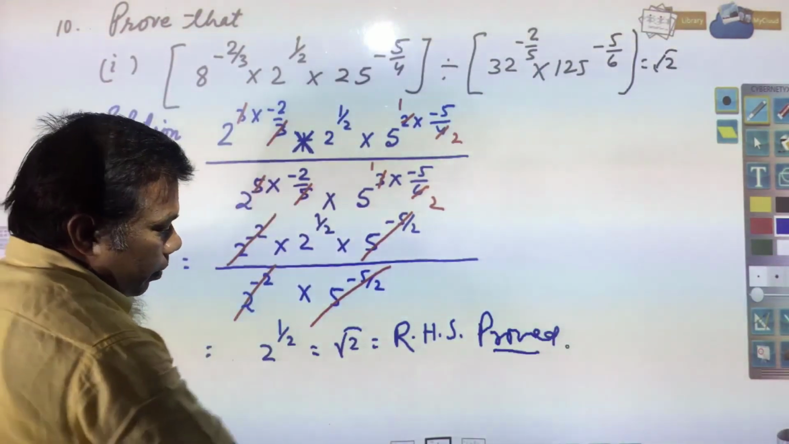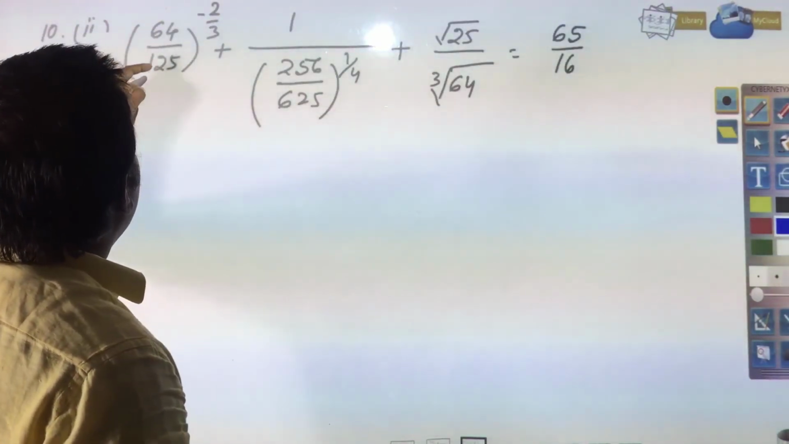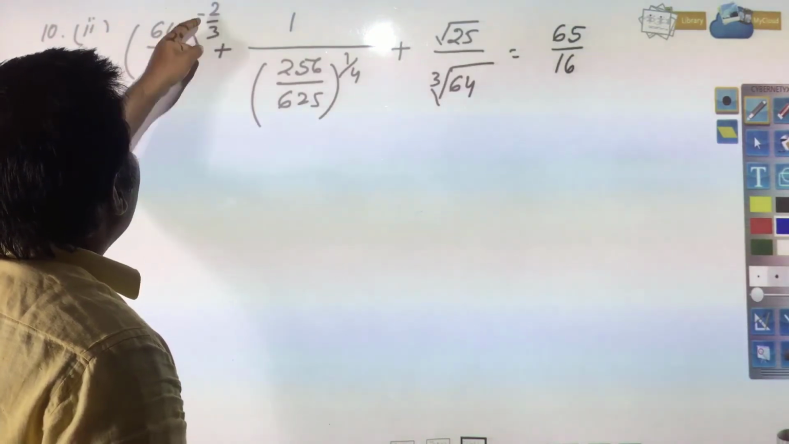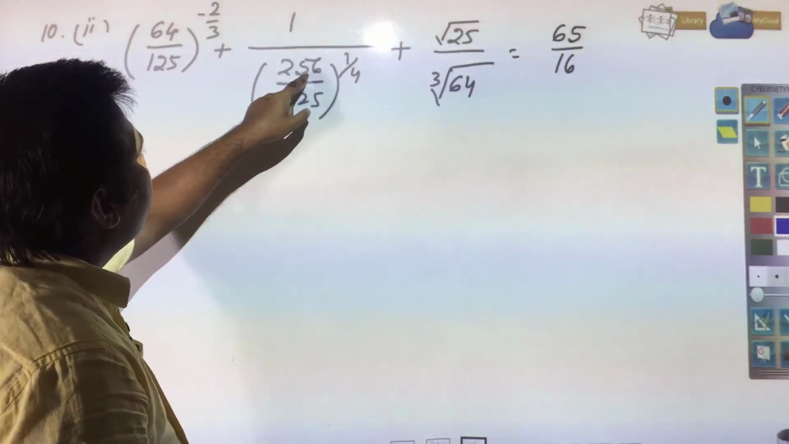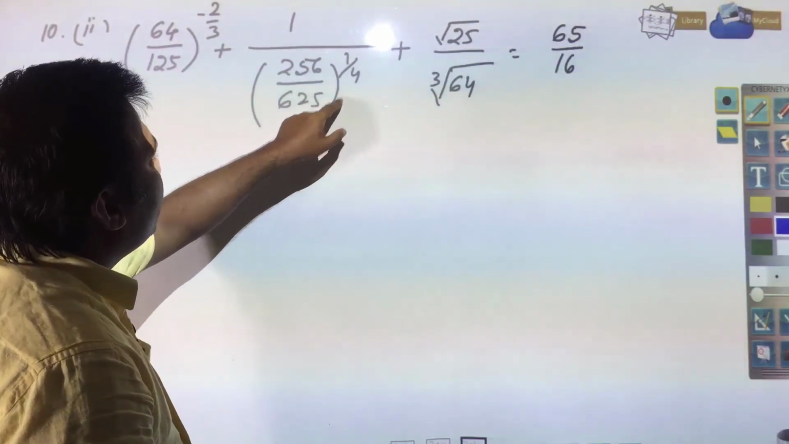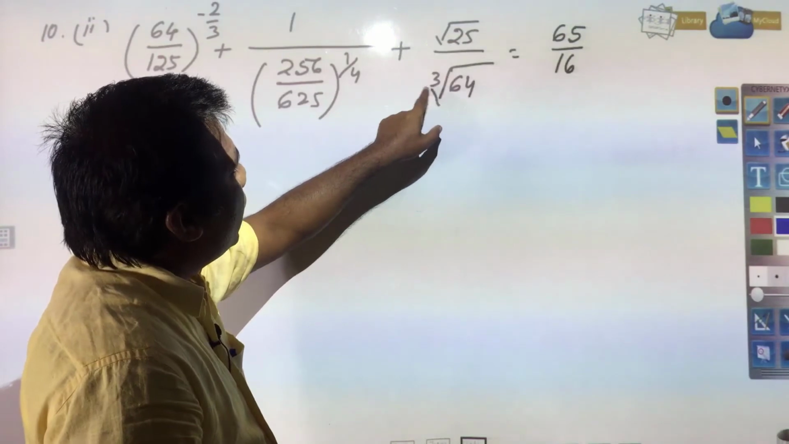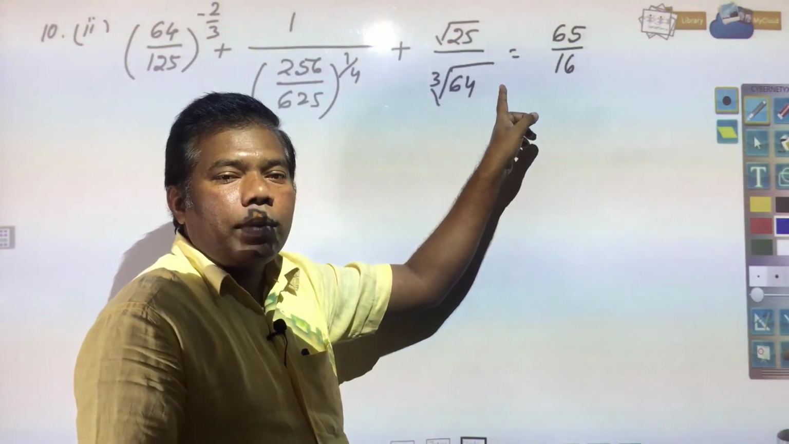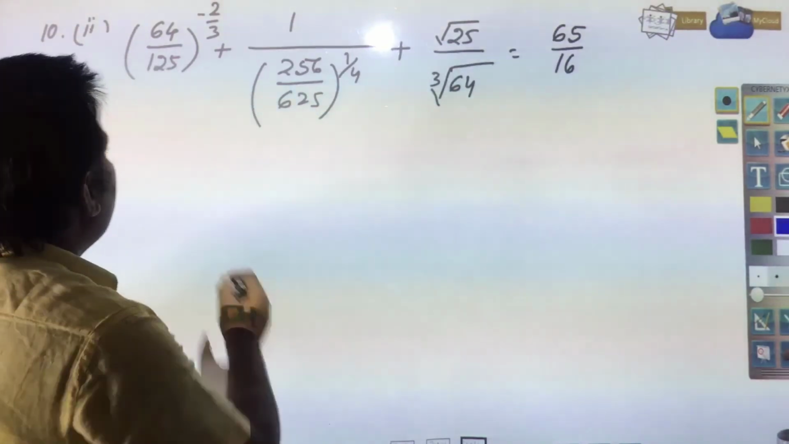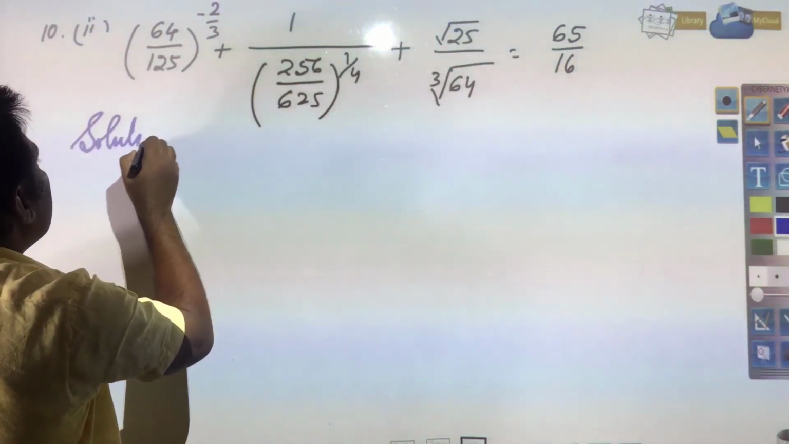Next question you see, (64 by 125) to the power minus 2 by 3 plus 1 by (256 by 625) to the power 1 by 4 plus root under 25 divided by cubic root of 64, and that is equal to 65 by 16. You need to prove. So, start with LHS.